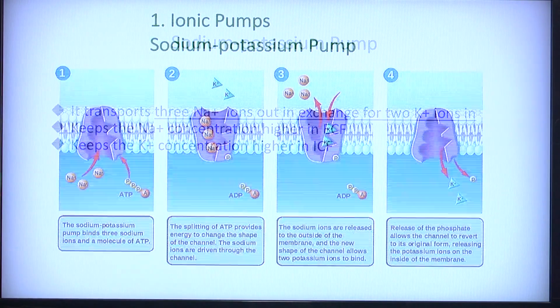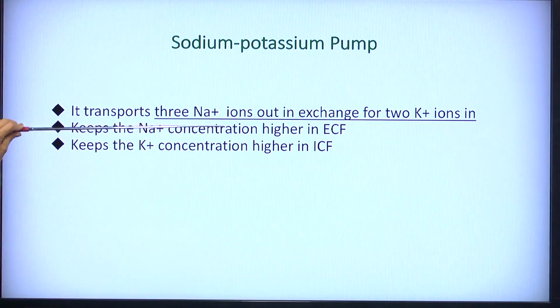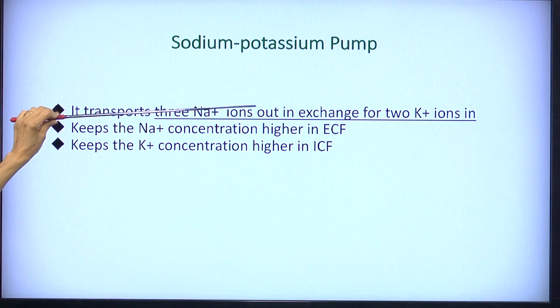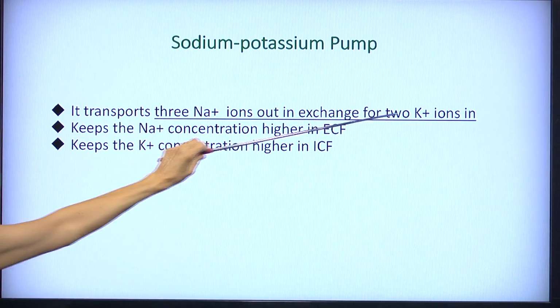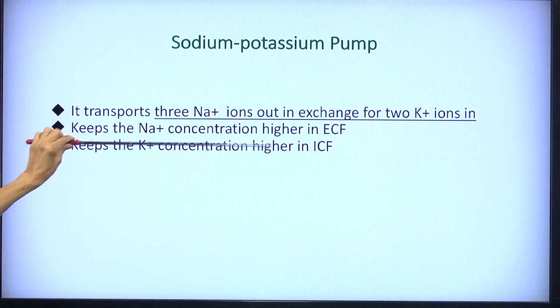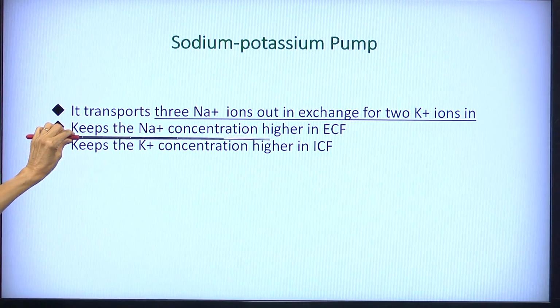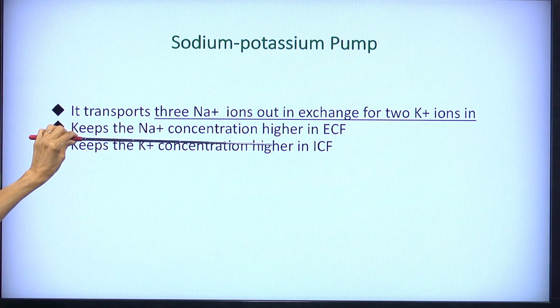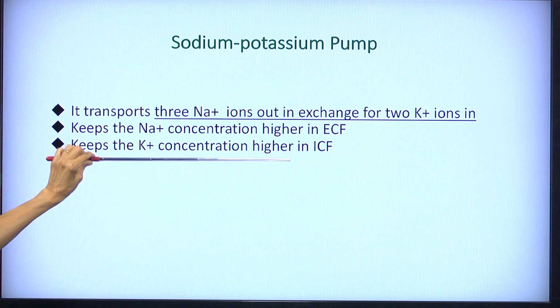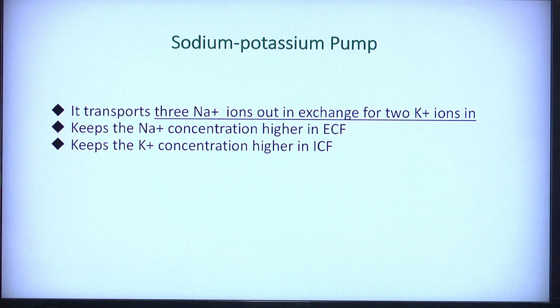So as a reminder, the sodium potassium pump will take 3 sodium ions and move them outside the cell, bring 2 potassium ions inside the cell. This is to make sure that sodium concentration is always going to be higher in the extracellular fluid and potassium is going to be higher in the intracellular fluid.